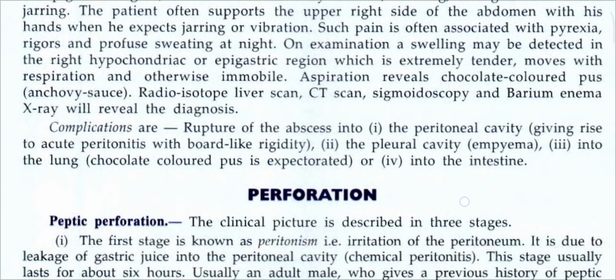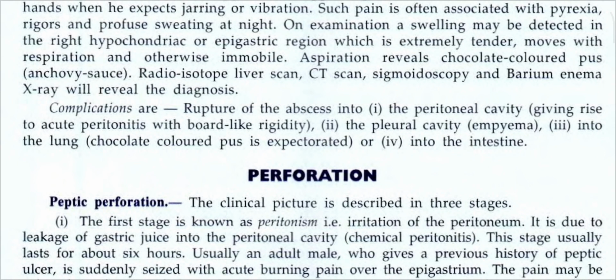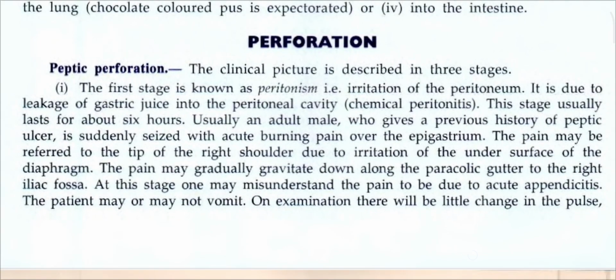Complications are rupture of the abscess into the peritoneal cavity, giving rise to acute peritonitis with board-like rigidity, into the pleural cavity, empyema, into the lung, where chocolate-colored pus is expectorated, or into the intestines. Perforation, peptic perforation. The clinical picture is described in 3 stages.